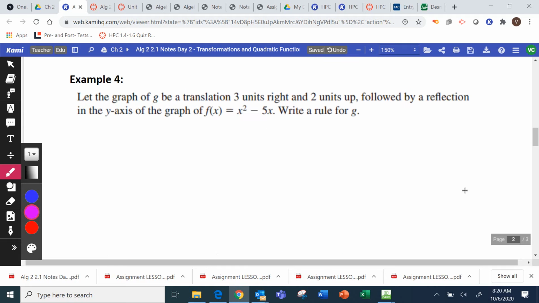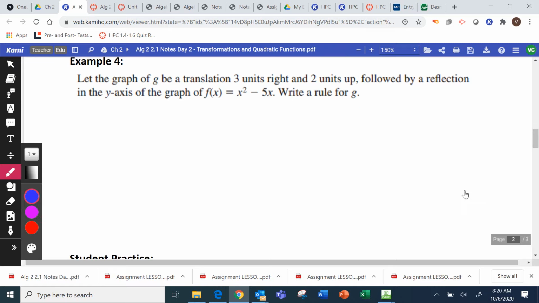All right, example 4. Let the graph of g be a translation 3 units right and 2 units up, followed by a reflection in the y-axis of the graph of f of x equals x squared minus 5x. And we're going to write the rule. We're not doing the vertex for this one. We're just going to write the rule.